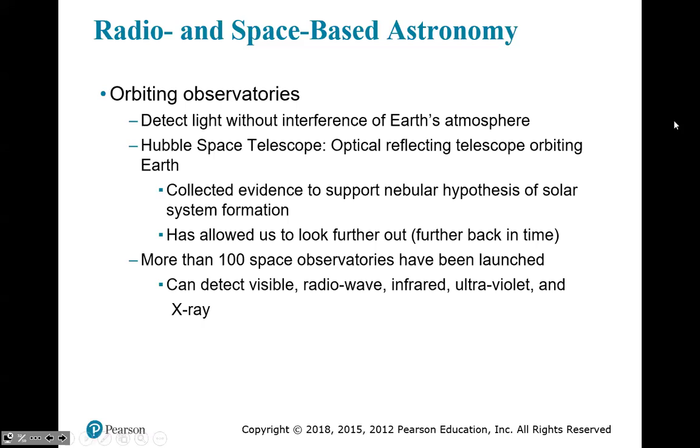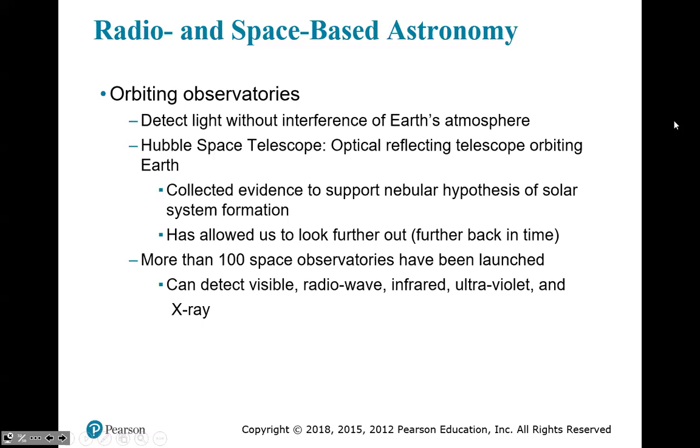So the Hubble Space Telescope is an optical reflecting telescope. It's orbiting the Earth. It collected evidence to support the nebular hypothesis of solar system formation. It's allowed us to look further out and further back in time than anything before the James Webb Space Telescope, which can look even further than the Hubble. And it's just been an amazing thing, and it's kind of shocking when you find out how many times something has broken on it since they've lost the ability to actually go up there and fix it anymore, that it's still working.